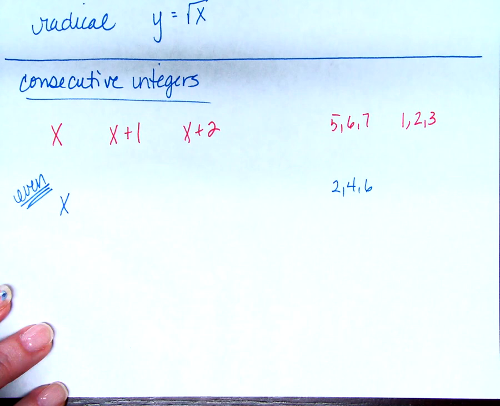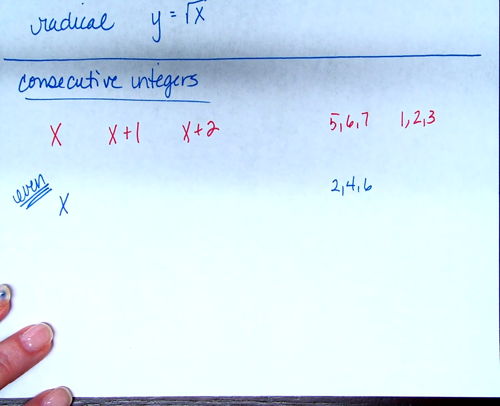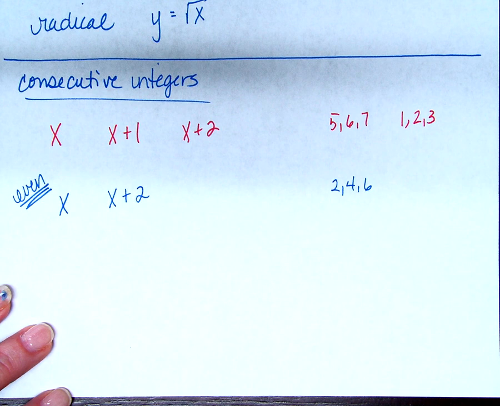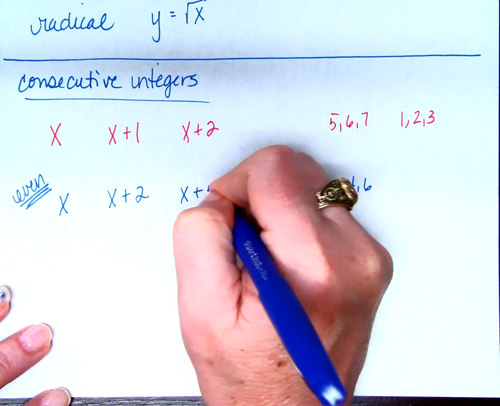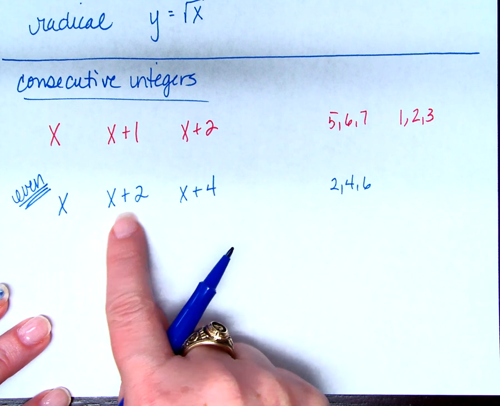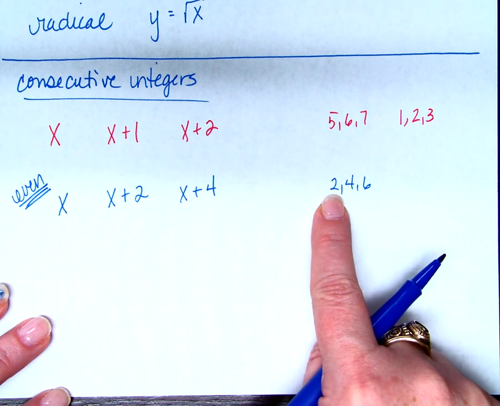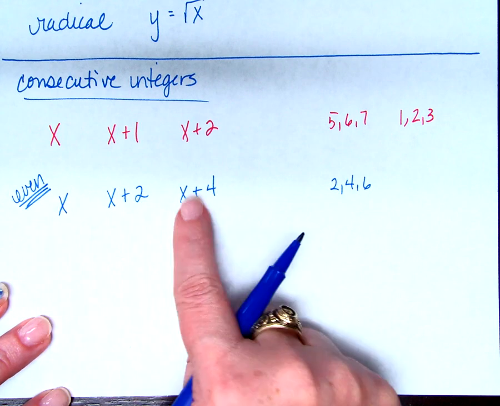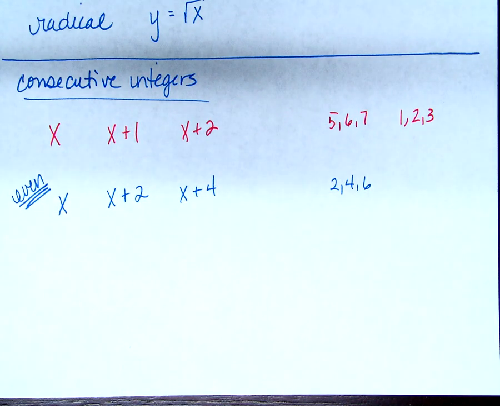X. What should I call the second one? X plus 2. And what should I call the third one? X plus 4. Because if this is 2, the next even integer is 2 away from that first one, and the next even integer is 2 away from this one, which would be 4 away from the original one. Does that make sense? Okay.